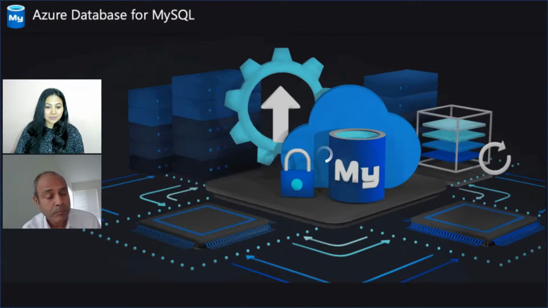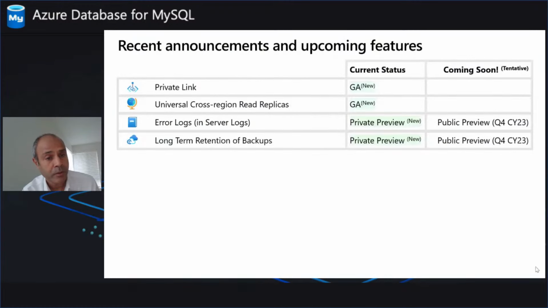So in the last webinar, we talked about the public preview of the private link and universal cross-region read replica, which is basically non-paired Azure regions. So both these features are now GA. You can use these in your production environment. There are some companies where they don't want to use the features until it's GA. So these are now GA.